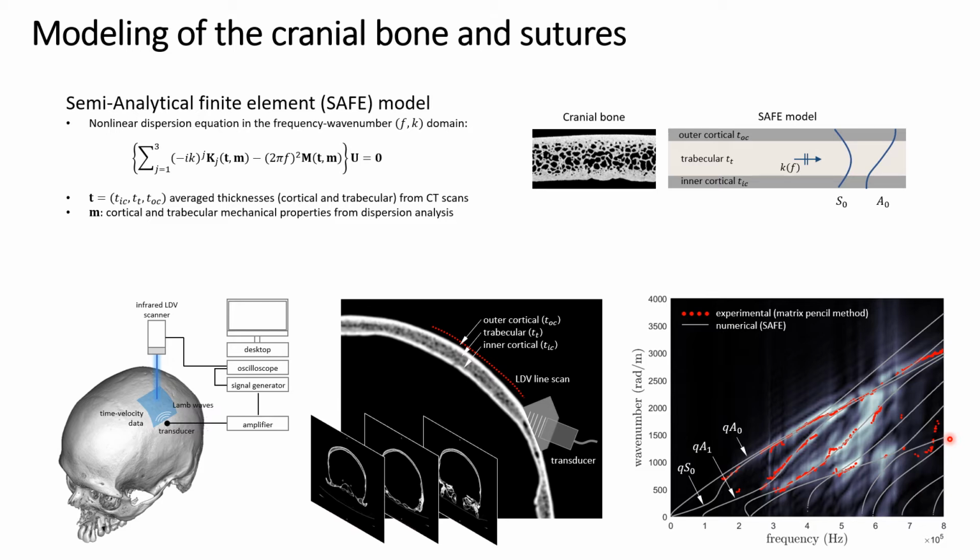From the dispersion spectrum, you can see that other than the fundamental anti-symmetric mode A0 and symmetric mode S0, we have several higher order modes. In our analysis, these are only used to retrieve the mechanical properties of the cortical and trabecular bone, but for the transmission analysis presented in our work, we will just limit ourselves to frequency ranges in which only the A0 and S0 modes are present.